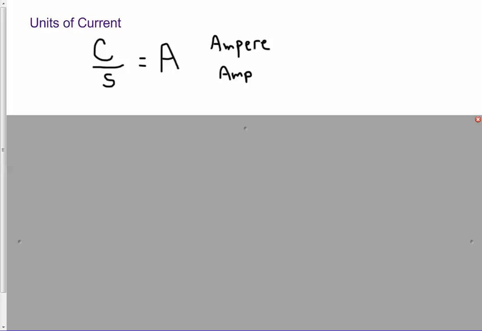This is named after a French scientist, André Marie Ampère. So that's a French last name, and he's early 1800s, one of the first scientists to study electrodynamics, the study of the moving electric charges. So he gets his name on the major unit that we're talking about.